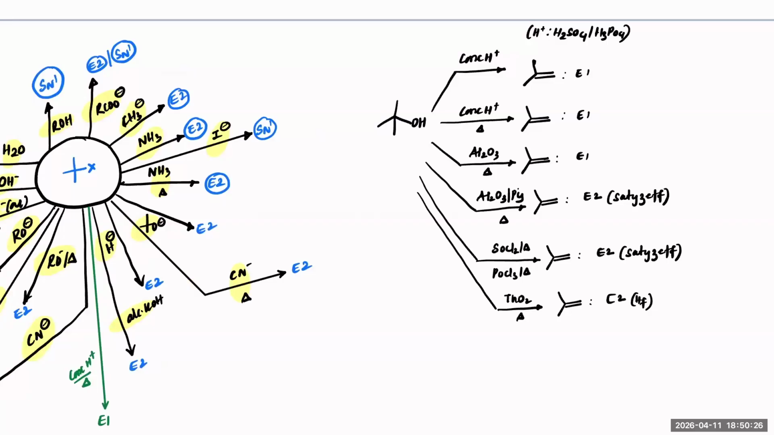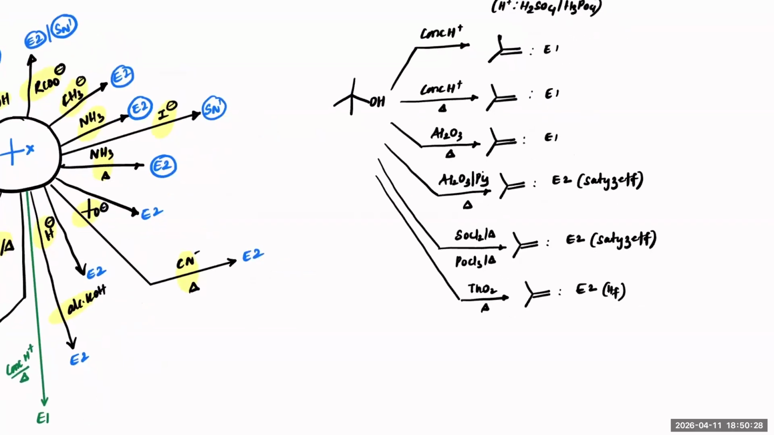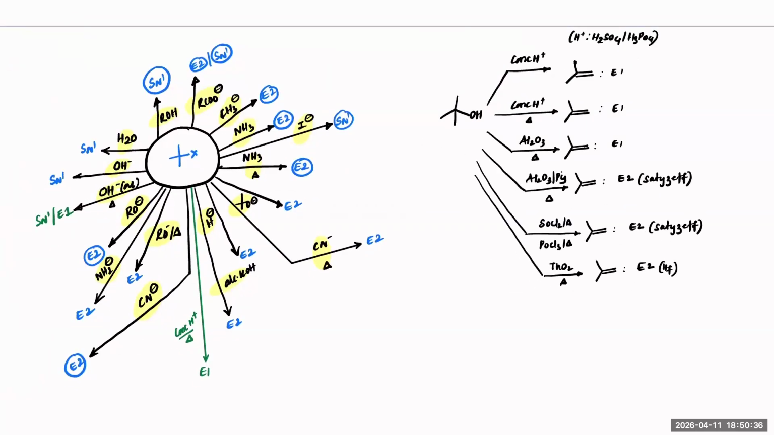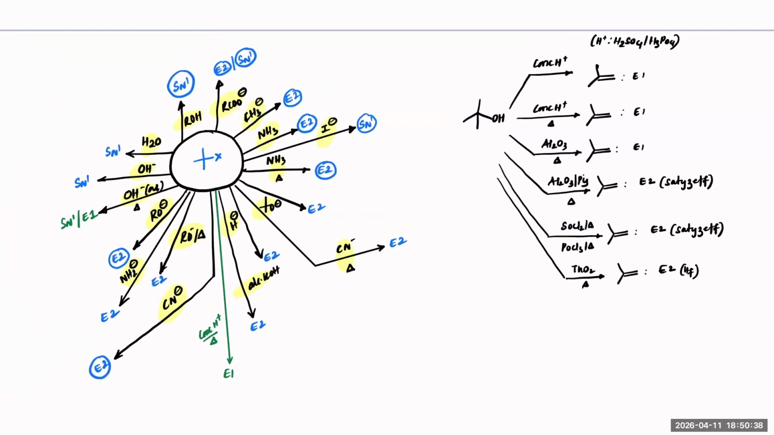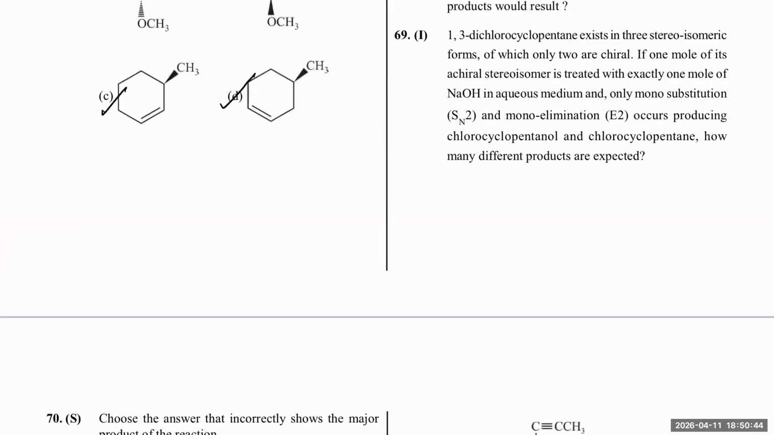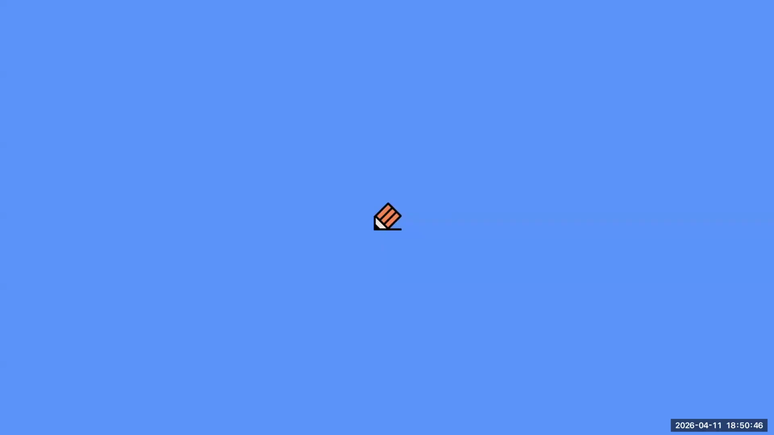E2, E2, E2. So these are all going to be E1 kind. These are all going to be E2 kind. Clear? So noticing this, now let's get back to the questions. Got it?